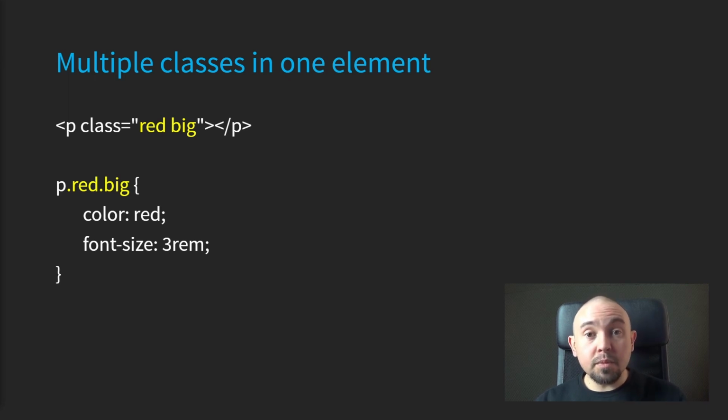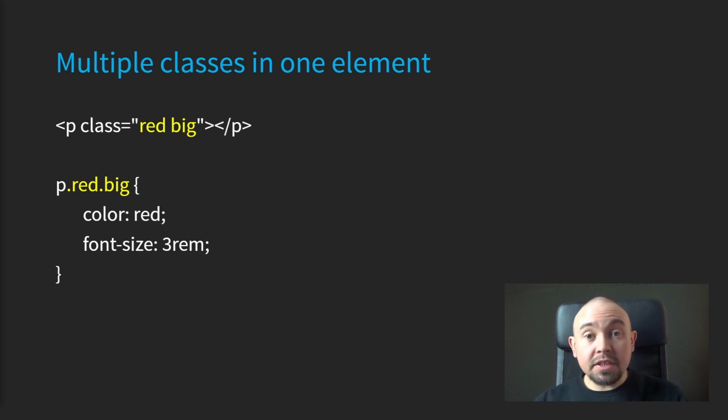In this way, we group the elements in different ways. Now all elements with the class big can have a larger font size. And all the class red elements can have a red color. Any element can easily have both of these classes, as in our case.